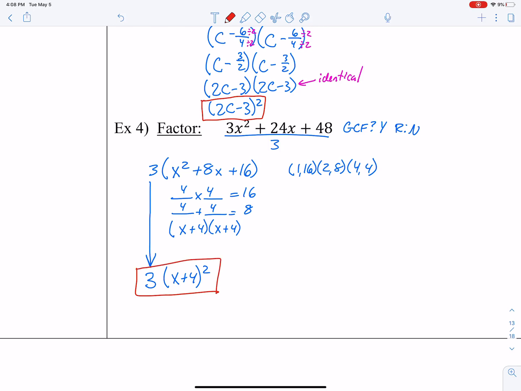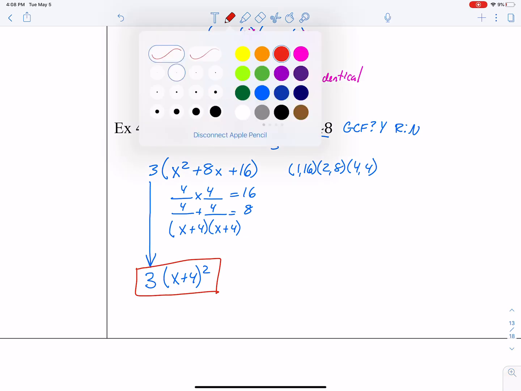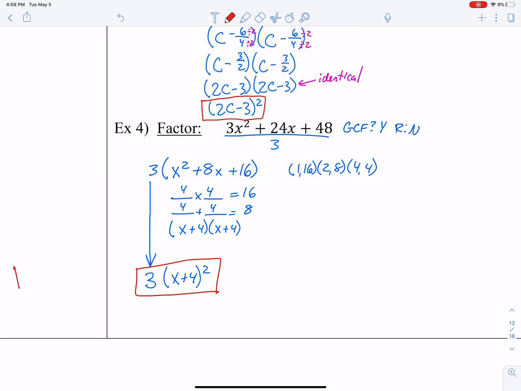And then for your homework, you're going to do page 204, number 7, A to F. Okay, so page 204, number 7, A to F, and that's the end of our factoring.